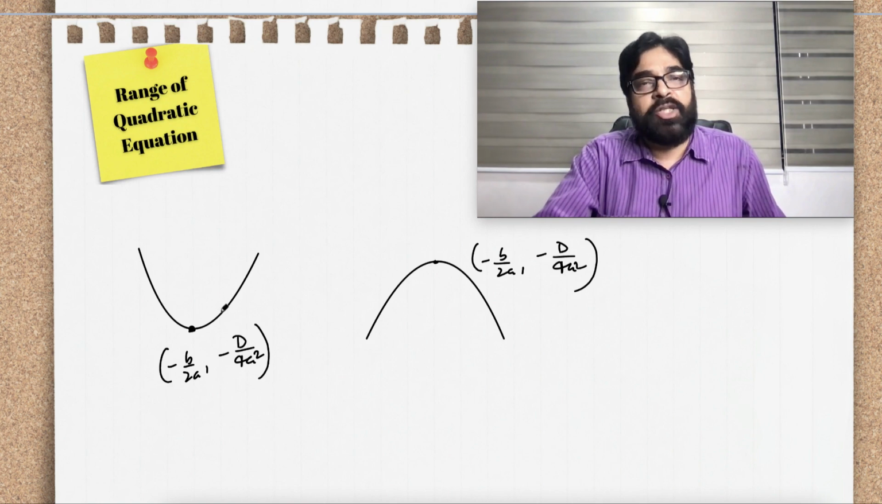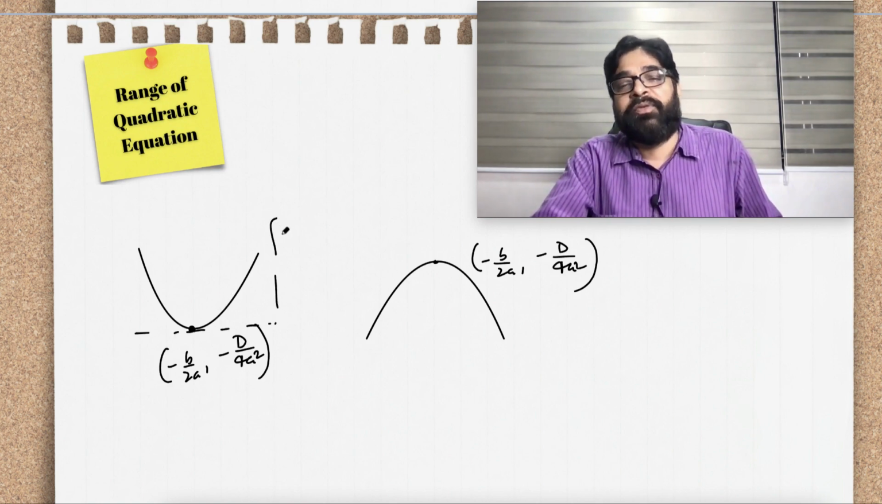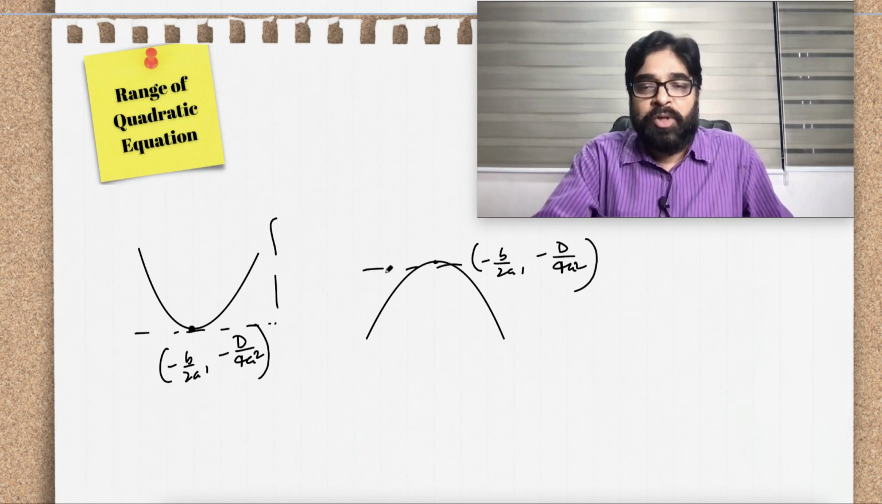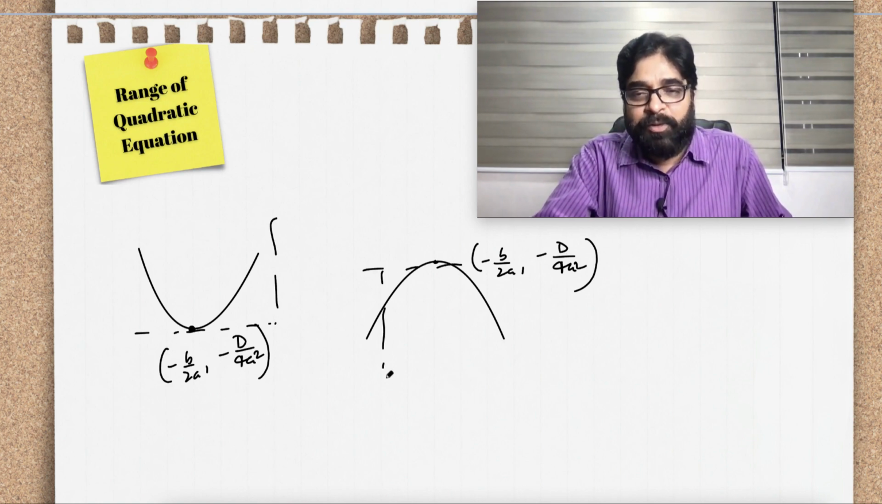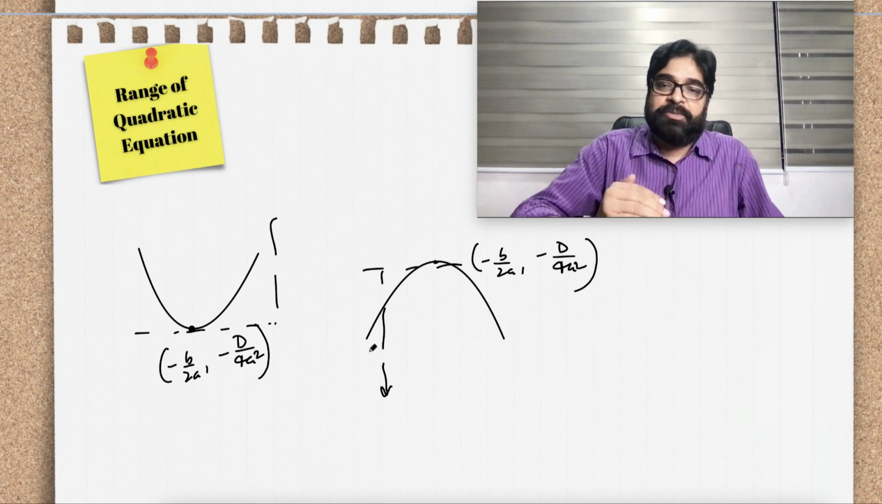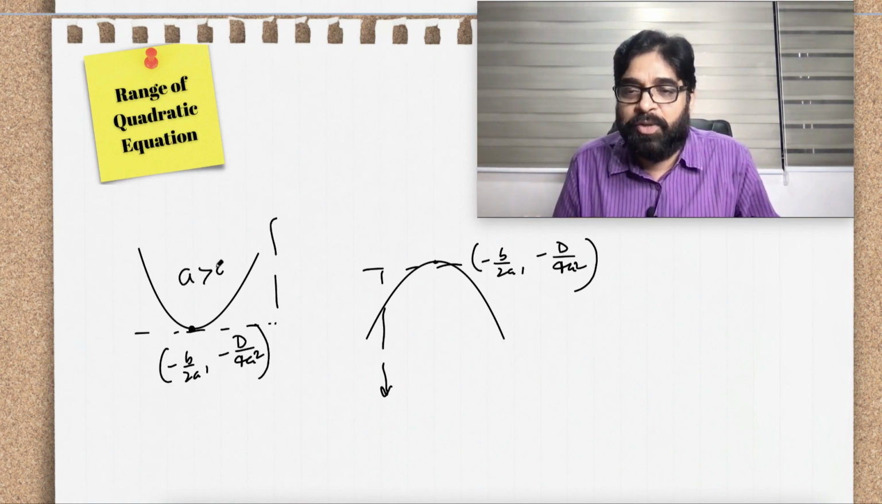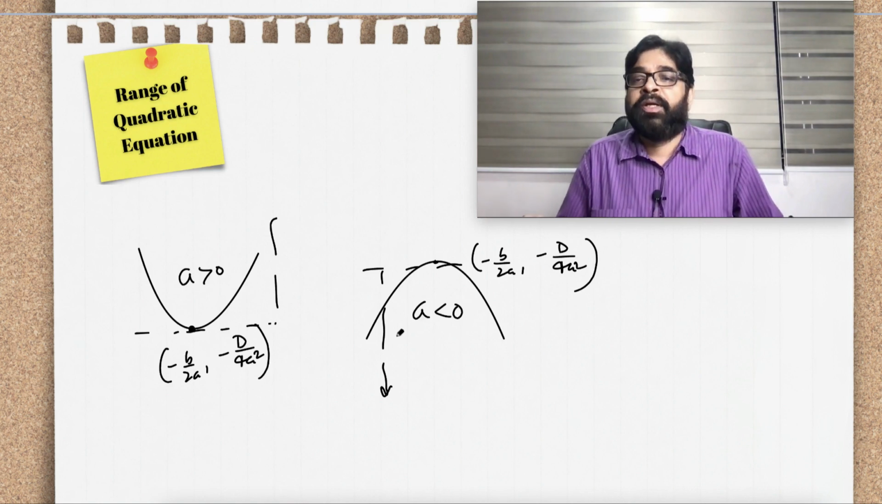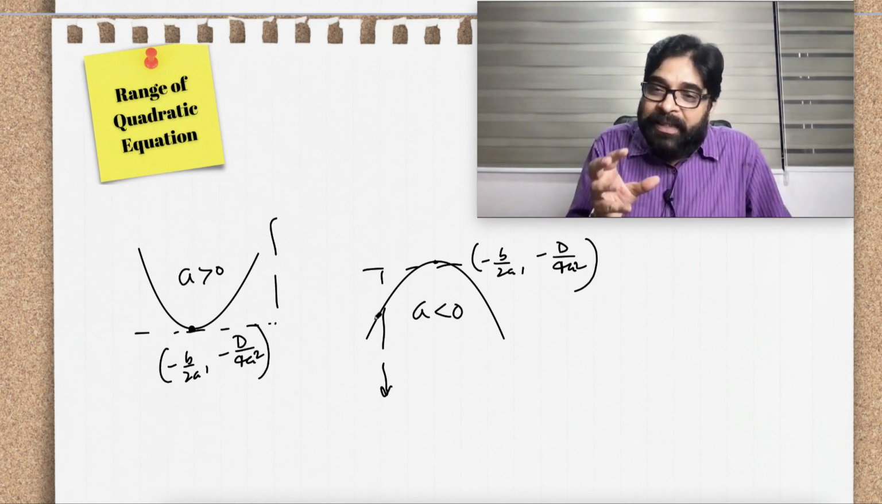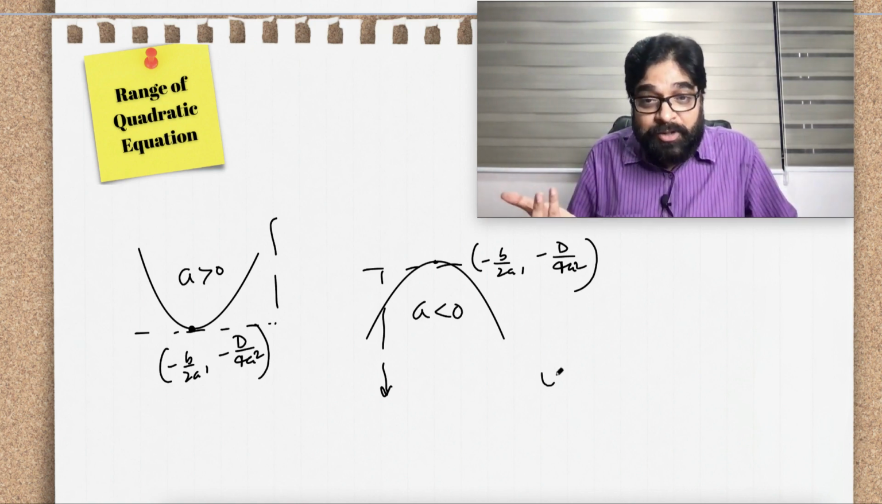If a greater than 0, y starts from minus d by 4a square to infinity. If a less than 0, y goes from minus infinity to this, because this graph always comes down and this always goes up. This is for a greater than 0, this is for a less than 0. So how to get the range? But they will not ask you a simple quadratic, they will ask you like this.